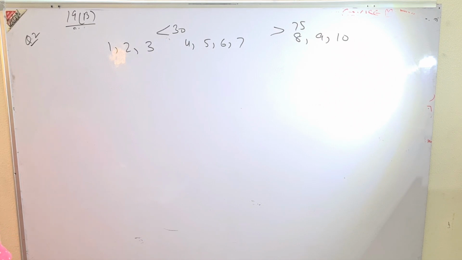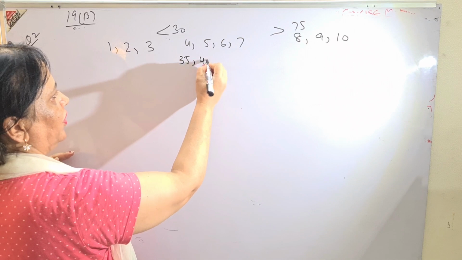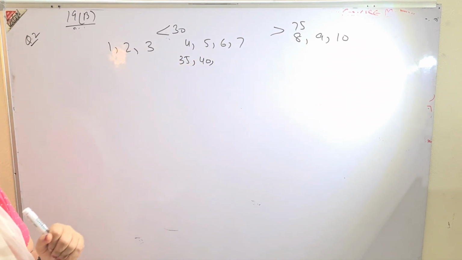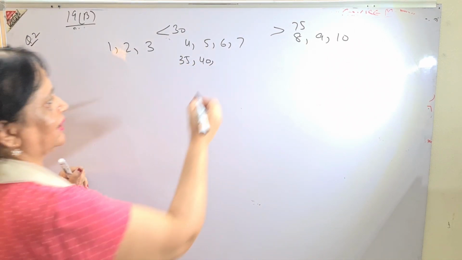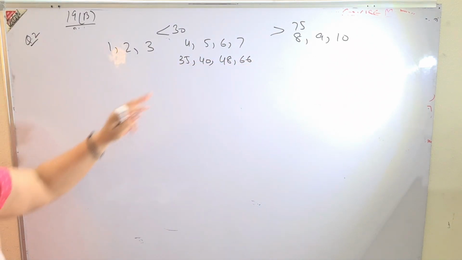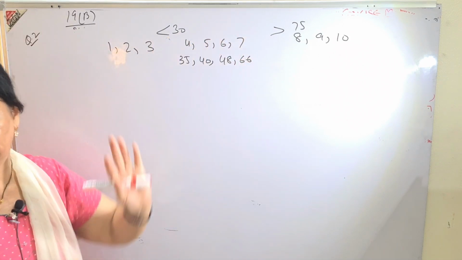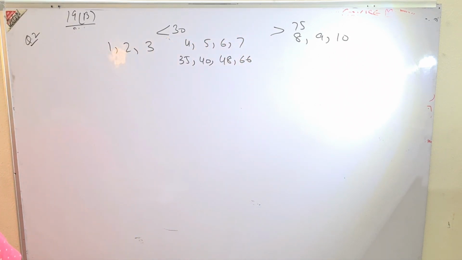The marks of the middle students were 35, 48, 46, 66 and 40. Writing in ascending order: 35, 40, 48 and 66. These are the middle numbers. The first 3 are less than 30, the last 3 are more than 75. What I have to find is the median score of the whole group.